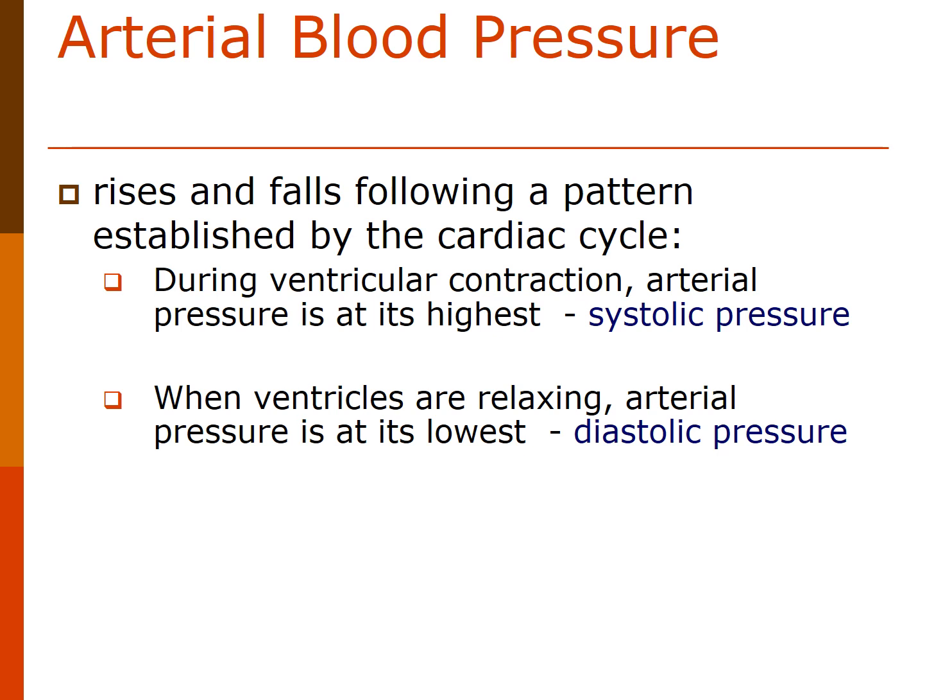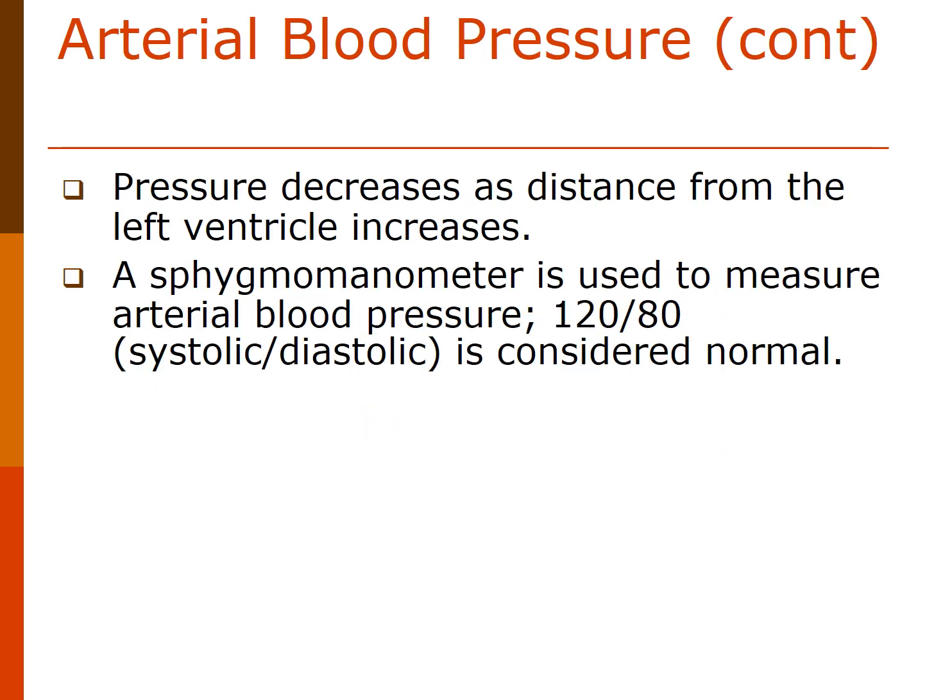This is referred to as the systolic pressure. When the ventricles are relaxing, arterial pressure is at its lowest. This is known as diastolic pressure. Note, the arterial blood pressure decreases as the blood is further away from the left ventricle. A sphygmomanometer is the device used to measure arterial blood pressure. The systolic over diastolic pressure of 120/80 is considered to be normal.